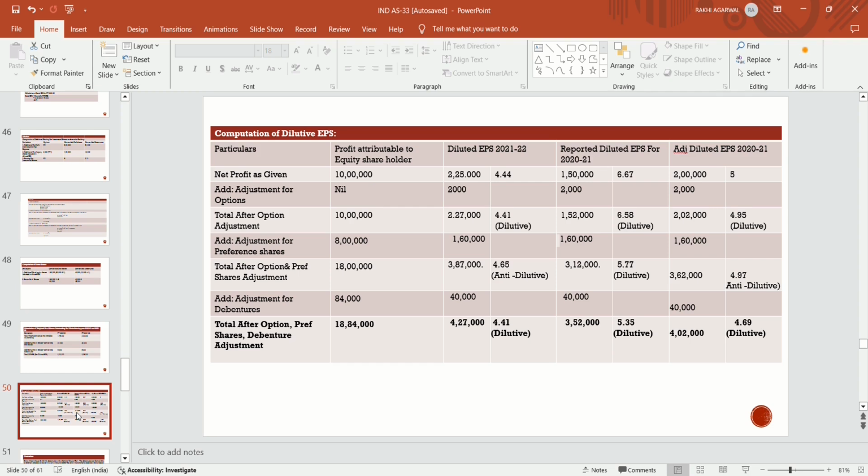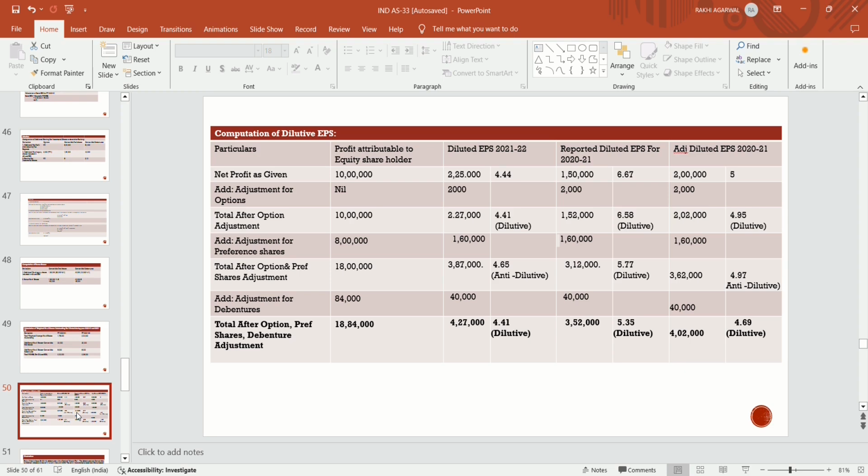Now adjustment for preference share is also given. Incremental earning is 8 lakhs. Number of shares for the financial year 2021-22 becomes 1,60,000. So total becomes 10 lakhs plus 8 lakhs, it becomes 18 lakhs after giving the preference effect, and the number of shares is 2,27,000 including options, plus preference shares 1,60,000, so it becomes 3,87,000. Now EPS becomes 18 lakh divided by 3,87,000, it becomes 4.65. Now from 4.41 it is increasing in nature. From 4.41 it increases to 4.65. So it is an anti-dilutive EPS in the financial year 21-22.